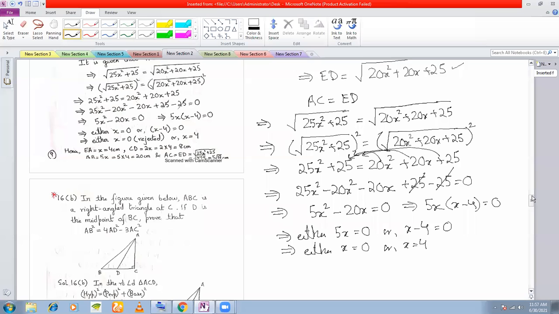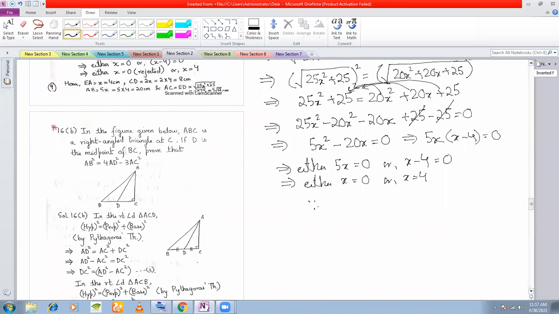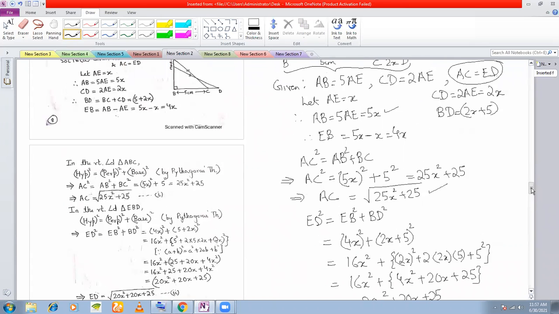But x is the length, so x cannot be equal to 0. So x is equal to 0 is not possible. Therefore, x must be equal to 4. Okay, now we have got the length of x here. That means the other lengths we can calculate.